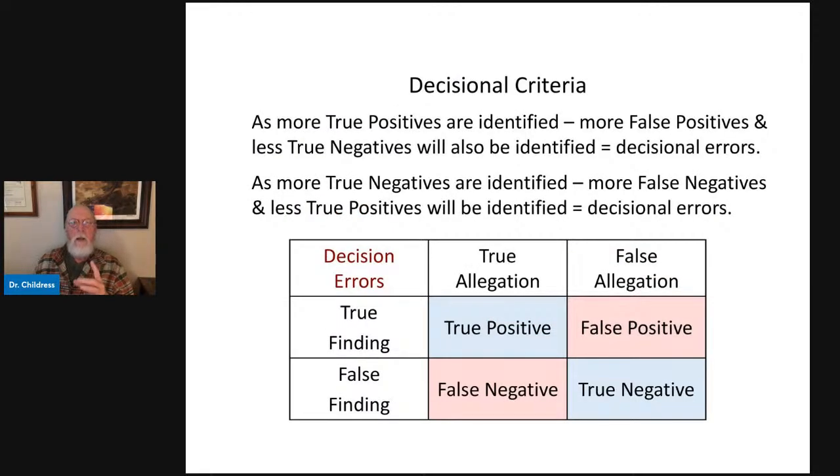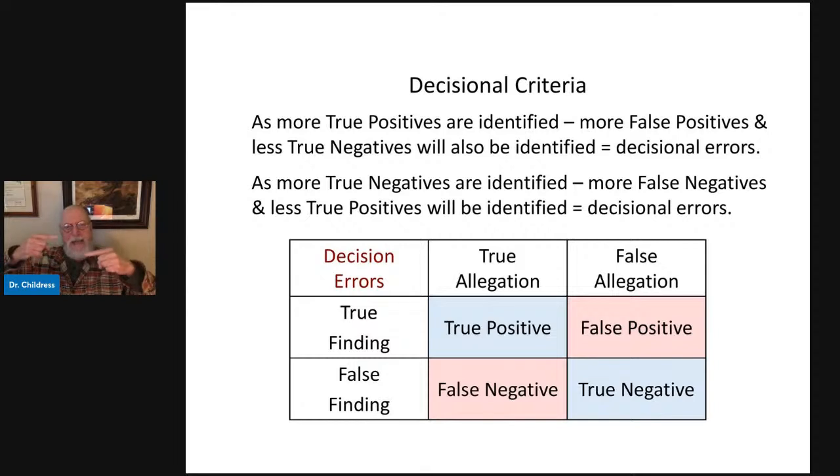Now, one of the features about making a decision like this is that the more likely we are to identify the true positives, then we are also more likely to identify false positives. And then also less of the true negatives will be identified. Those will be decisional errors. So the more true positives we get, we'll make more errors. And conversely, as more true negatives are identified for any decision about anything, the more false negatives and fewer true positives will also be identified. So we'll make more decisional errors.